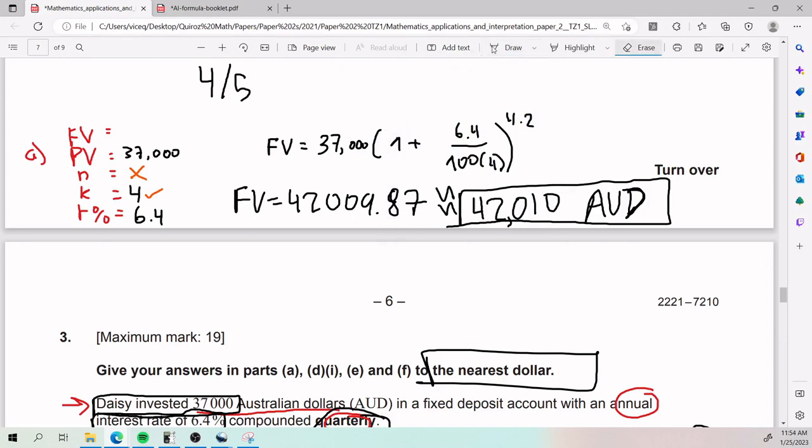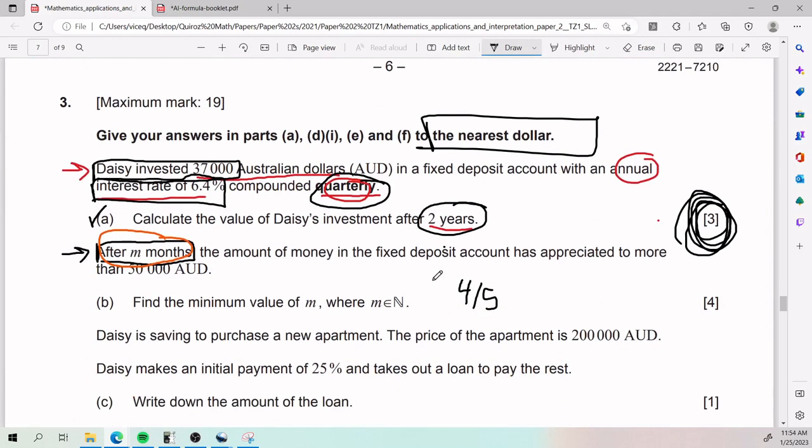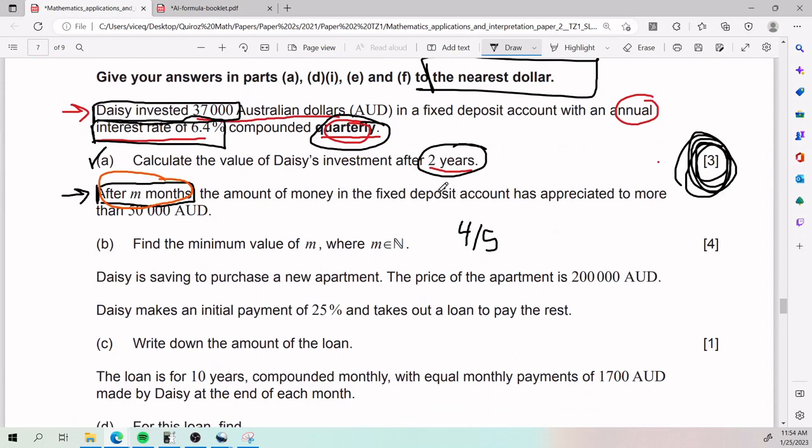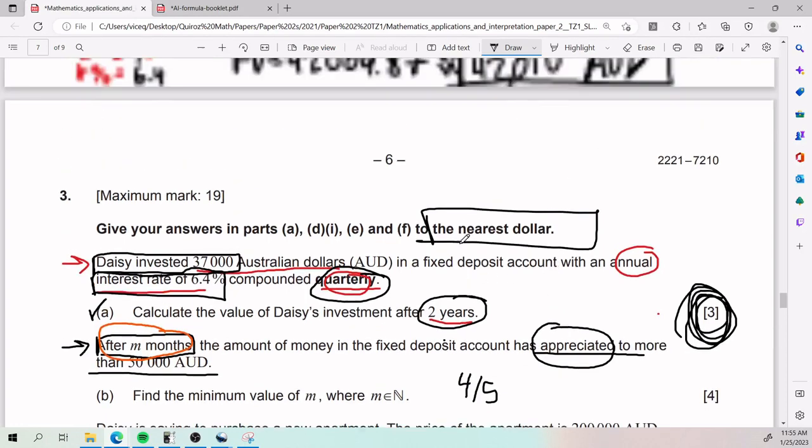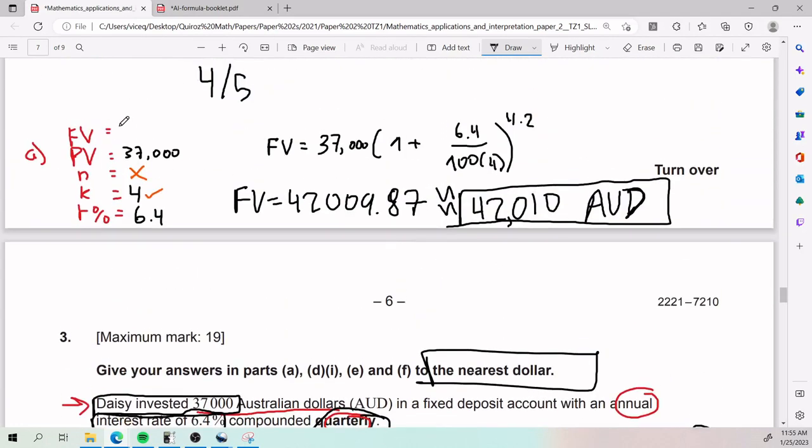My future value is going to be a little bit different because now we know that it has appreciated to more than 50,000 AUD. Appreciated means that it increased in value. Depreciated, decreased in value. So my FV is now going to be 50,000. My present value remains the same because it's still the same investment, and everything else stays put.